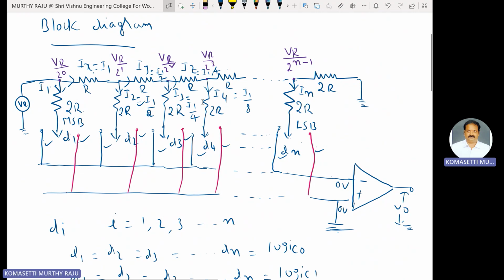Constant current flows through these 2R resistances. The current remains constant in each branch of the ladder. This is branch 1, branch 2, branch 3, like that. In each branch of the ladder, the current remains constant because the ladder node voltages are fixed: VR by 2 power 0, VR by 2 power 1, VR by 2 square, VR by 2 cube, up to VR by 2 power n minus 1.